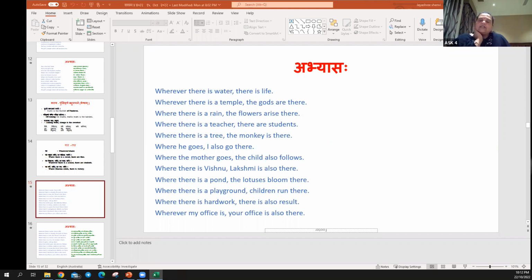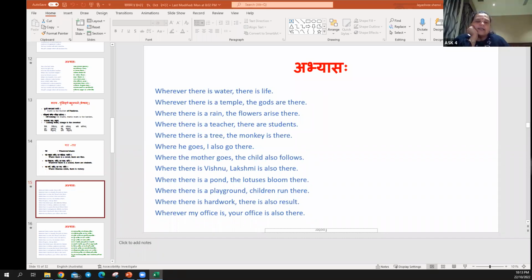Where there is hard work, there is also result. Yatra katina prayatnam asti, tatra vijaya bhavati. Result. Vijayam api asti. What is result? Falitam. Tatra falitam asti. Falitam also asti. Api asti.